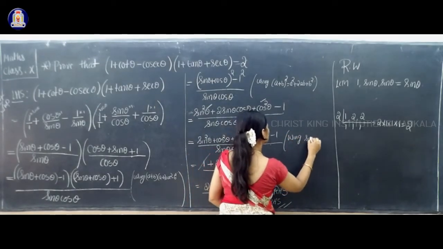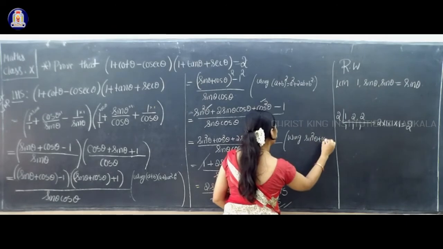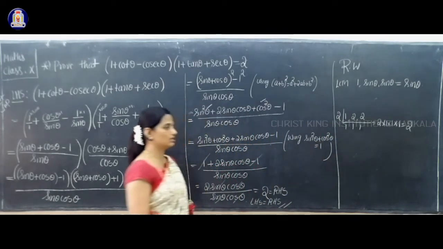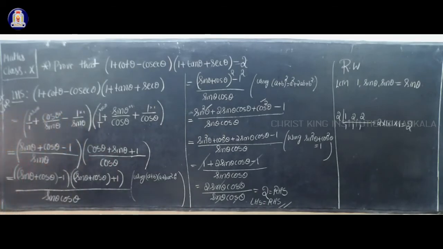So now here using which formula I use? Using sin square theta plus cos square theta, that is equal to 1. Sin square theta plus cos square theta, which is equal to 1.